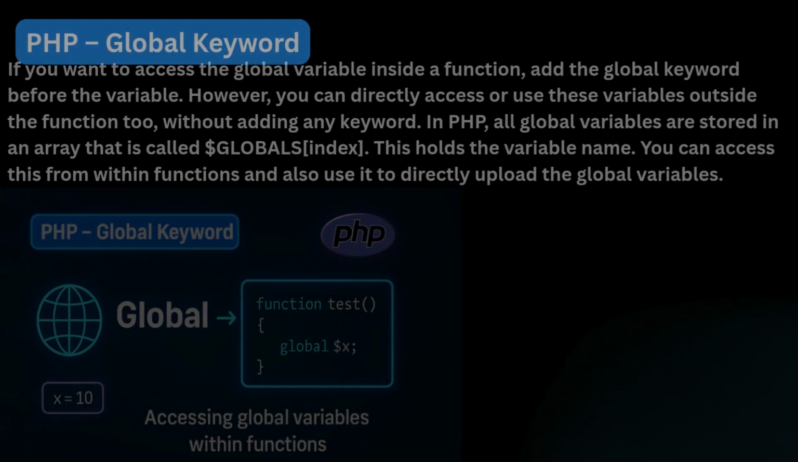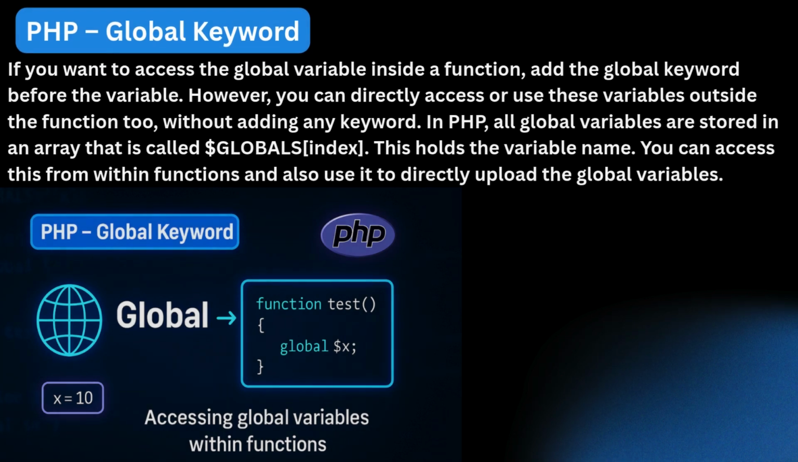Now that we understand how variable scope works in PHP, let's take a deeper look at one specific type of scope, the global scope, and how we can access global variables inside functions using the global keyword. In PHP, when you declare a variable outside of any function, it automatically becomes a global variable. This means that it can be accessed from anywhere in your script, except directly inside a function. By default, functions in PHP have their own local environment, so global variables declared outside are not automatically visible inside them. To solve this, PHP provides a special keyword called global.